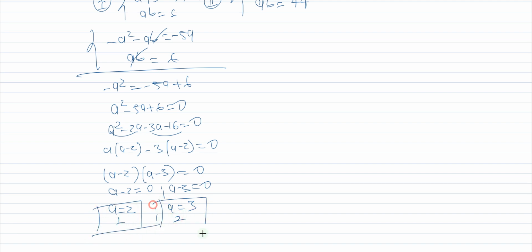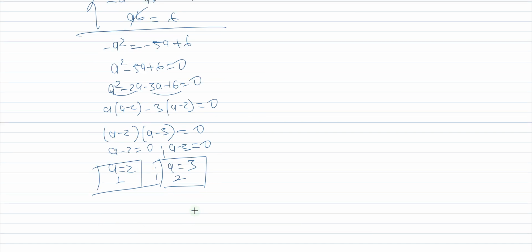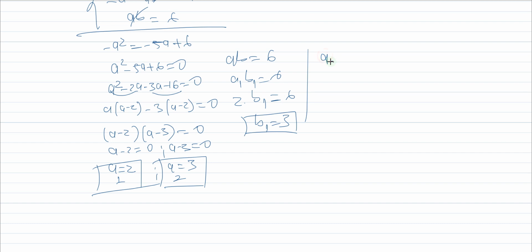Okay, so given that, we can find the value of b, because we know that ab is equal to 6. So a1 b1 is 6, and if a1 is 2, then b1 is going to be 3. And the same way, a2 b2 equals 6, a2 is 3, so b2 is equal to 2. So guys, these are the solutions for the system of equations for the first case.